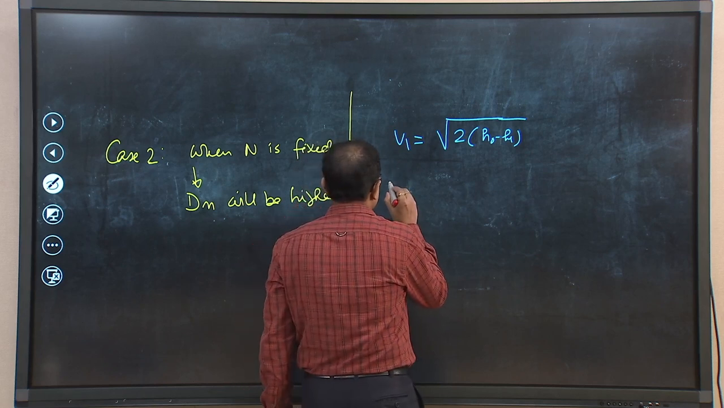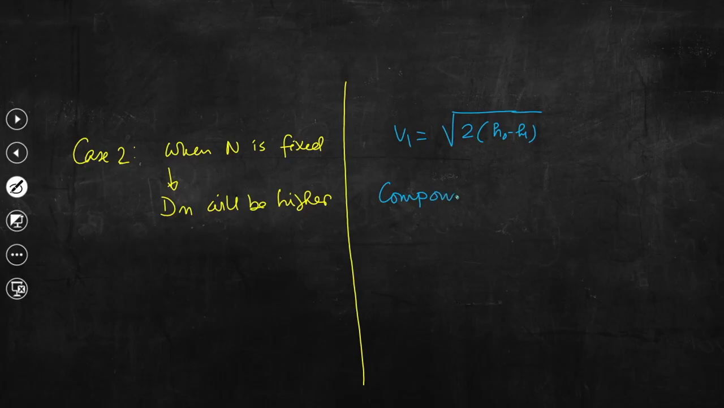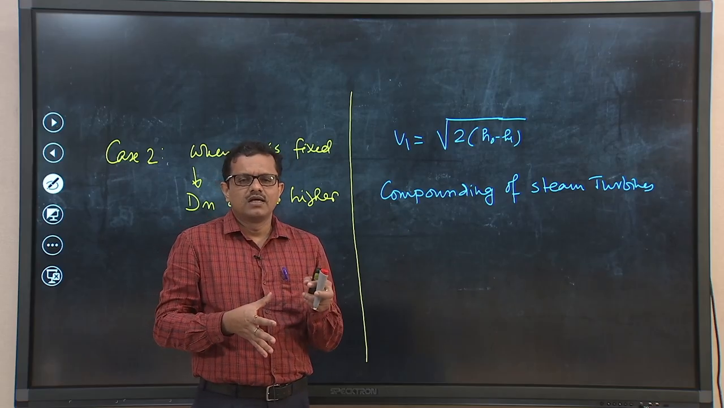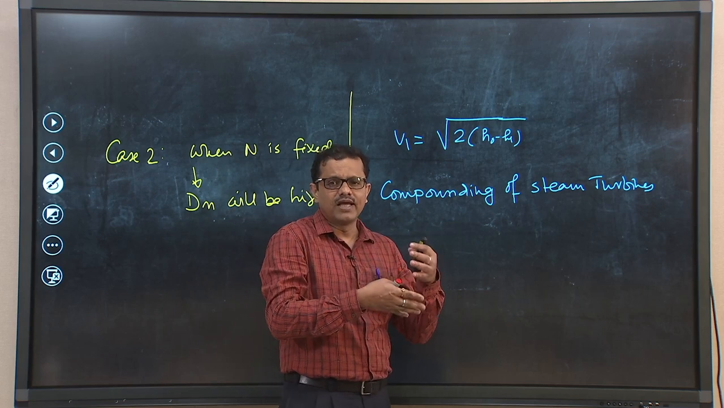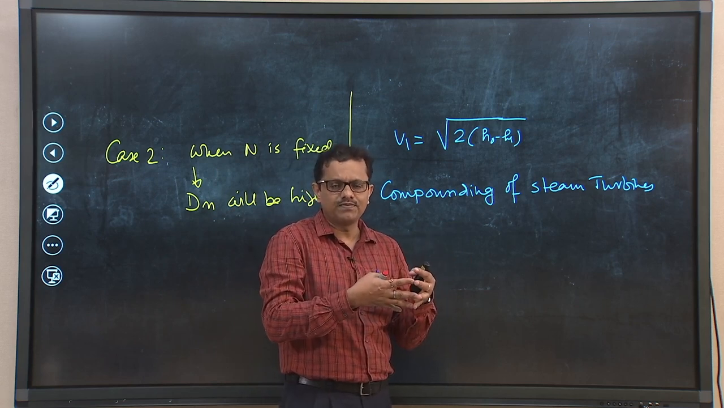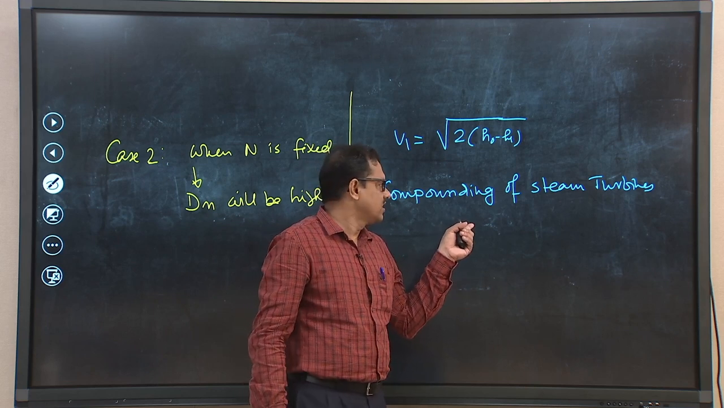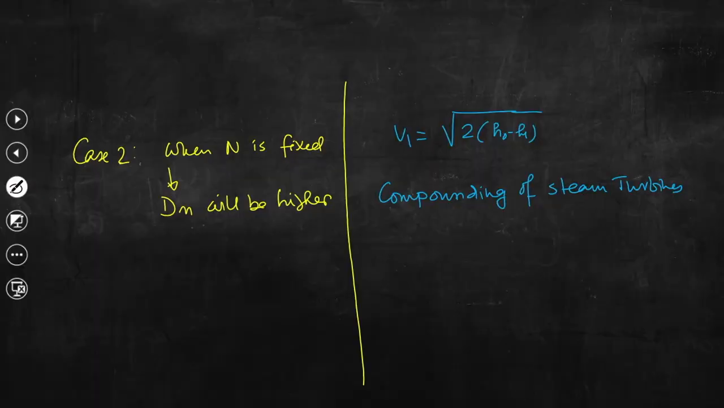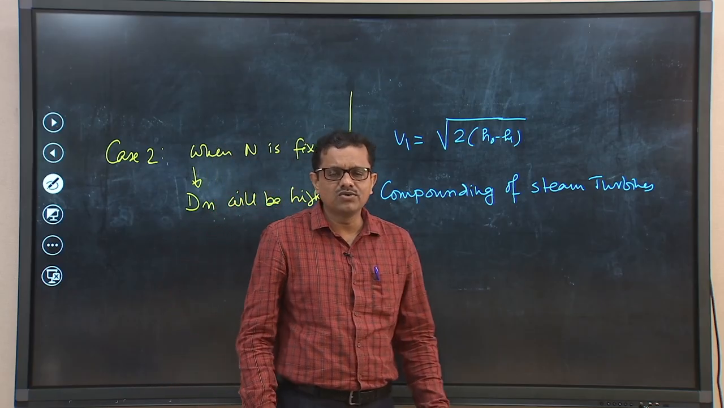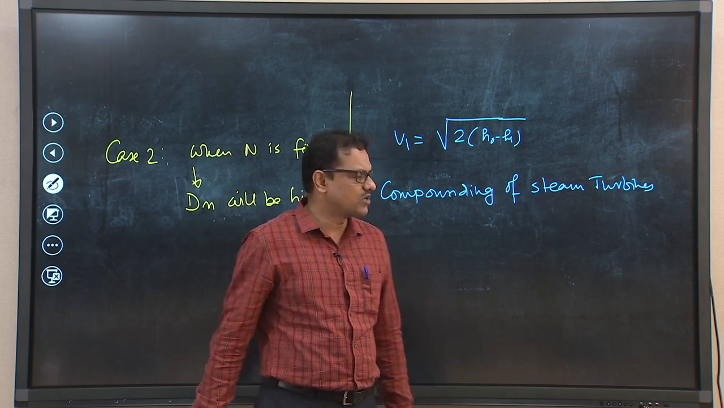So, basically compounding of steam turbine is basically to utilize the total enthalpy drop. I mean, it is kind of an arrangement by which we can utilize the total enthalpy drop, but by eliminating all these problematic issues. And compounding of steam turbines is a way of eliminating all these problematic issues, but at the same time we can utilize the total enthalpy drop.